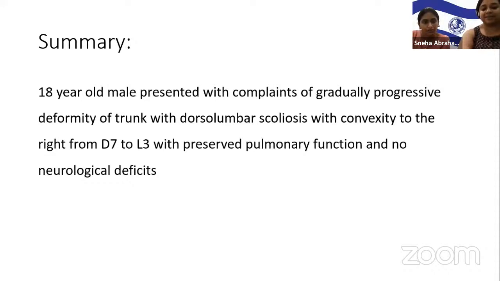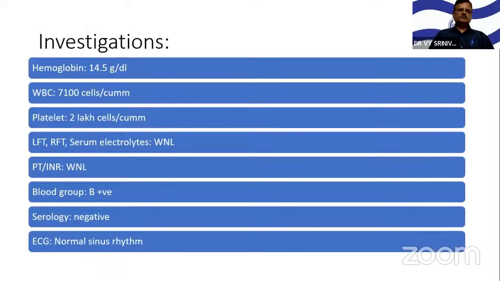And since on examination, the bedside PFT appeared normal and the respiratory system grossly appeared normal, we can say that the patient had a preserved pulmonary function. And since the CNS examination was grossly normal, you can say the patient did not have any neurological deficits. Continue, please. What are the investigations you are going to do? The investigations we did were CBC, liver function test, renal function test, serum electrolytes, coagulation profile, serology, blood grouping and Rh typing, and electrocardiography, which were the routine tests that we performed.